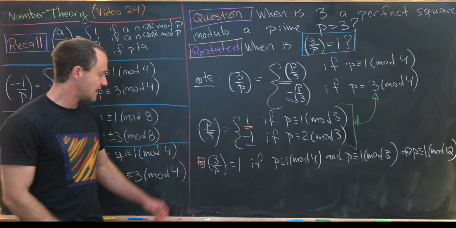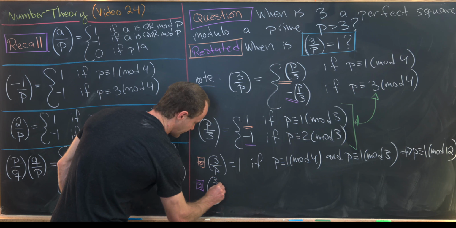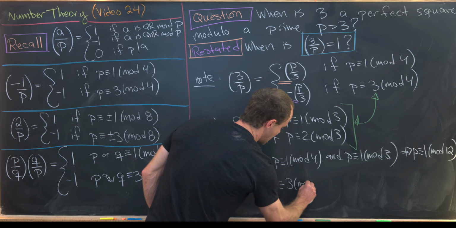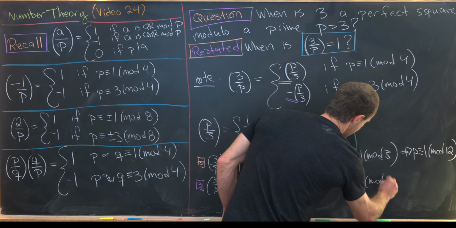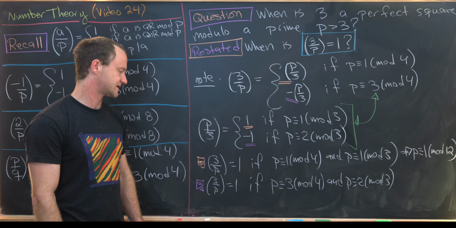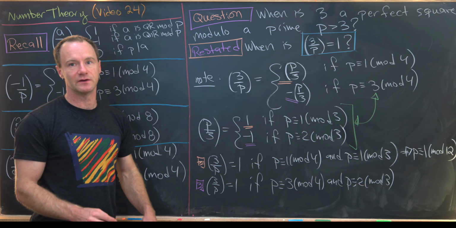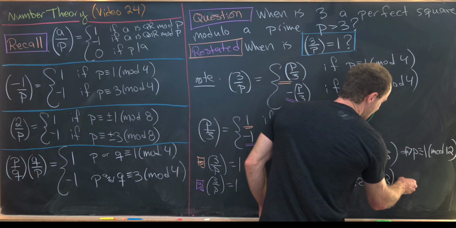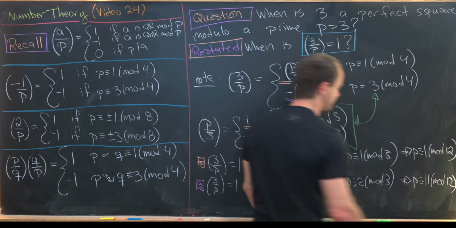Okay. But then let's see what happens when we put the purple stuff together. We'll see that 3 by P is equal to 1 if P is congruent to 3 mod 4 and P is congruent to 2 mod 3. So that means we pick up a minus sign in both of these cases, which clearly cancel to a plus sign. Okay, but let's put those together. Again, if this were more complicated, we could use the Chinese remainder theorem, but it's pretty easy to do with just visual inspection. And we'll see that here we get P is congruent to 11 mod 12.